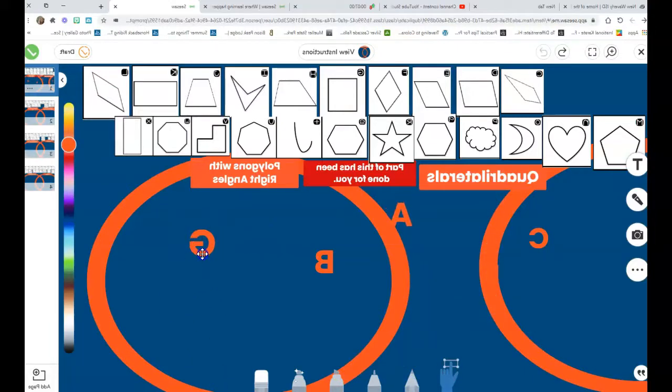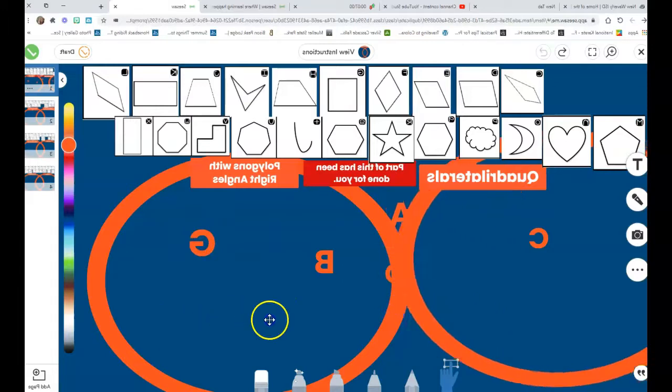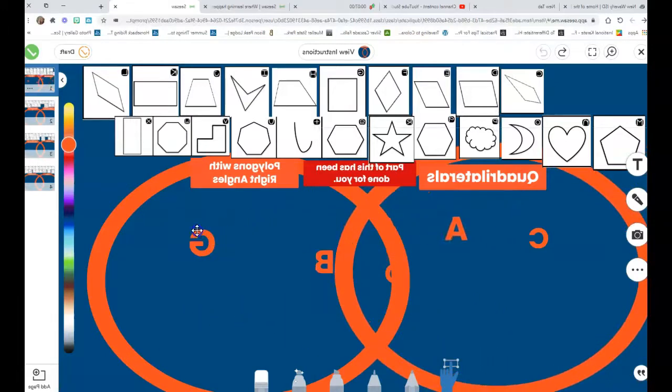Okay, so we've got A, B in the center. C. If we look up here, C is a quadrilateral. What makes a shape a quadrilateral? Kelsey? It has 4 sides. Good. D. Did it have any right angles? No, so we put it over here.